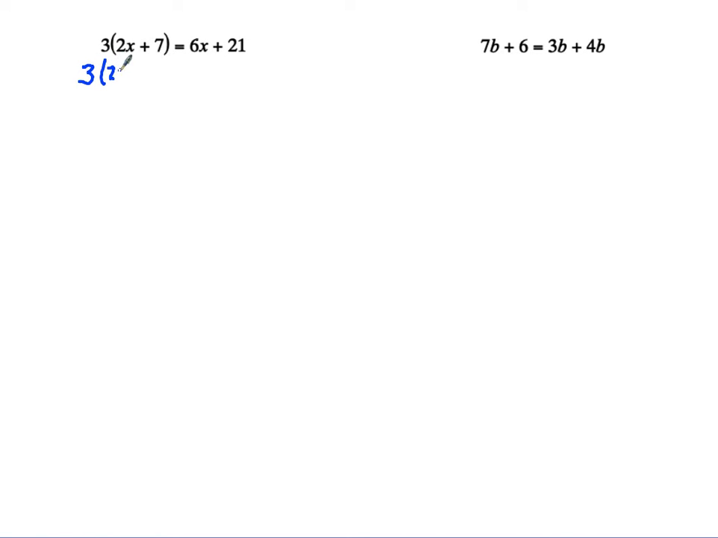3 times 2x plus 3 times 7 equals 6x plus 21. And so now we simplify this side by multiplying it. So 3 times 2x is 6x. 3 times 7 is 21, equals 6x plus 21. And in this case, this is why this is called a special case.